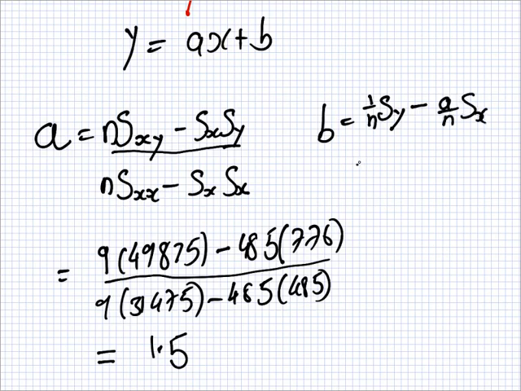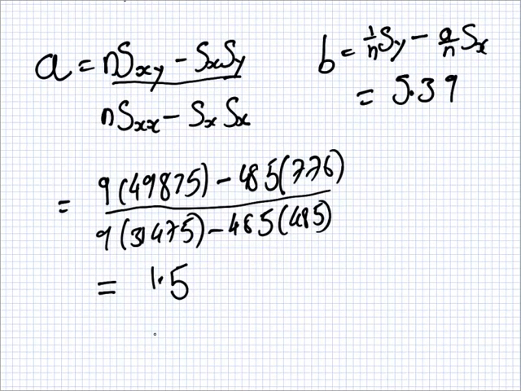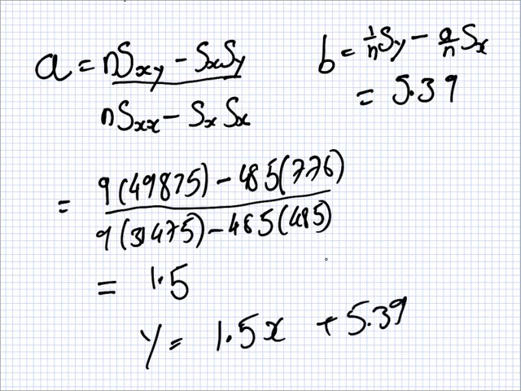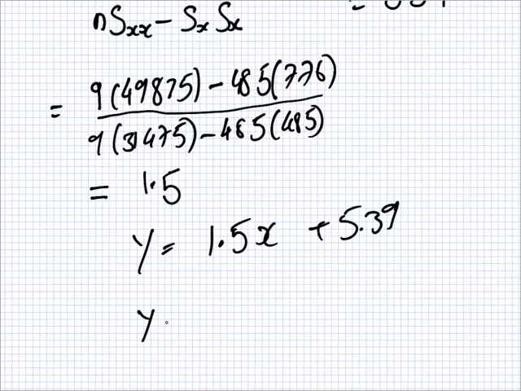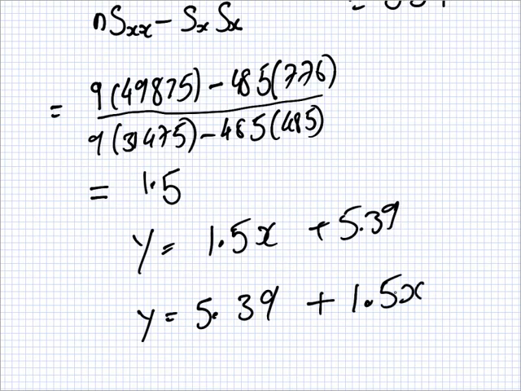Like this. Okay, so the SY is 776 divided by 9 minus A, which is 1.5 over N, which is 9, times SX, 485. So this is 5.39 then. So Y equals 1.5x plus 5.39. Or if I write it his way, Y equals 5.39 plus 1.5x.